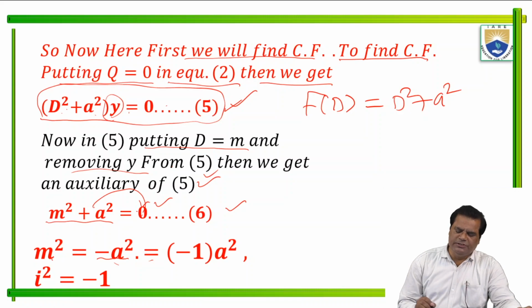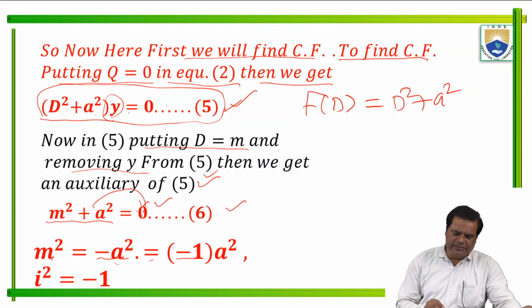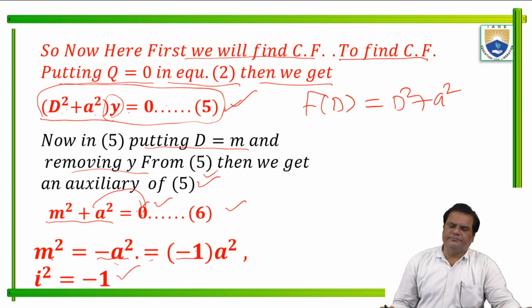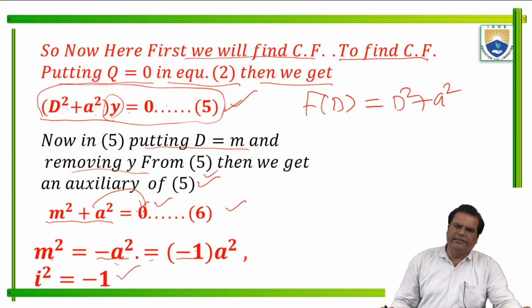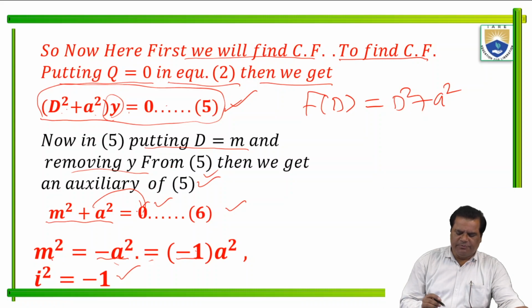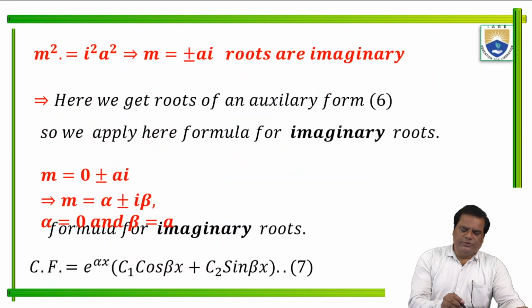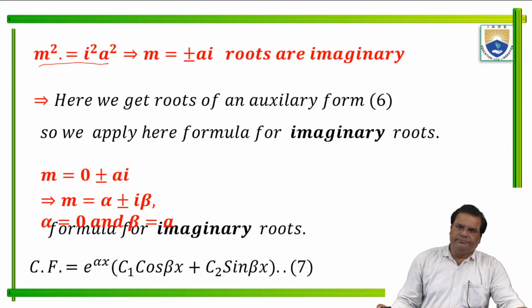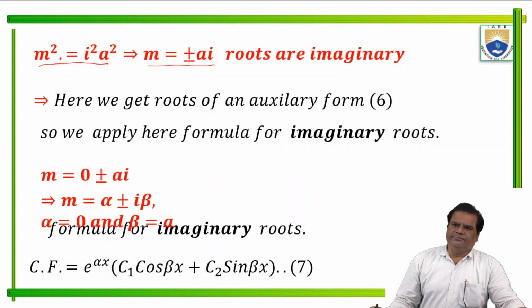Minus here means minus 1, so minus a square means minus 1 into a square. And i square is minus 1. i is an imaginary number, and the square of the imaginary number i equals minus 1. i is specially denoted as the imaginary number. So putting i square for minus 1, m square equals i square a square. Now m equals plus minus ai.